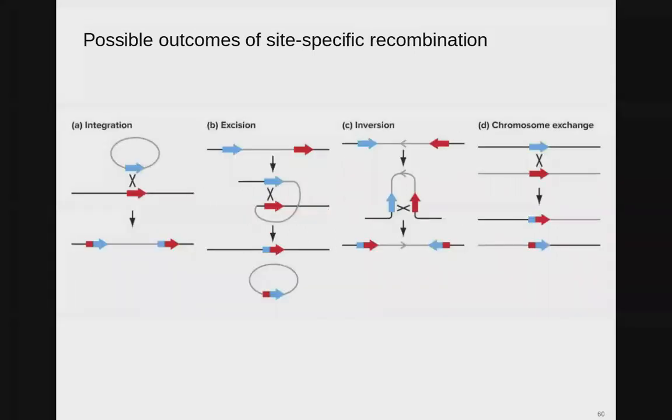But ultimately what we have here is integration, where we have the physical integration of the bacteriophage's chromosome into the host chromosome. The bacteriophage is designated here by the purple thin line. The host chromosome is this dark black line here.